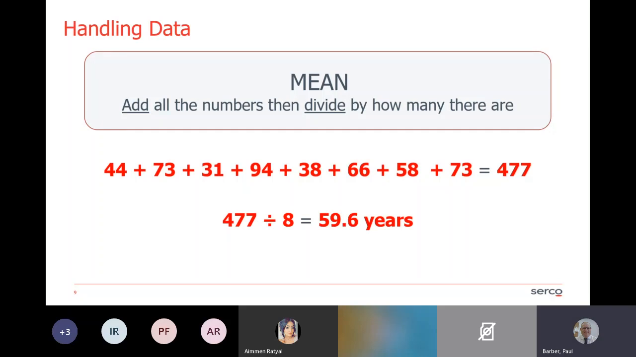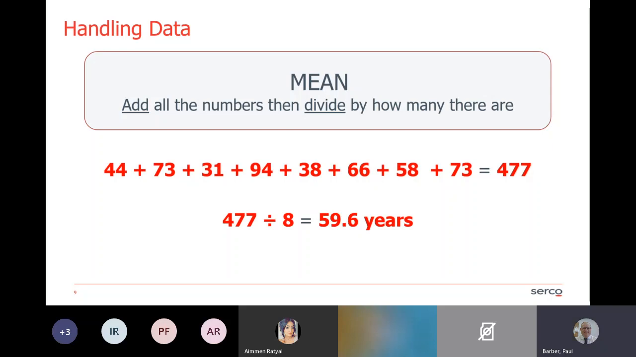A learner gave me this many years ago, a way to remember the mean. They remembered it because it was really mean that you had to do two things. You had to add all the numbers and then divide them. And they felt that was really mean because it was 2 things to do. So that's something that stuck with me for a number of years from a learner. So that might be a useful way for you to remember it.